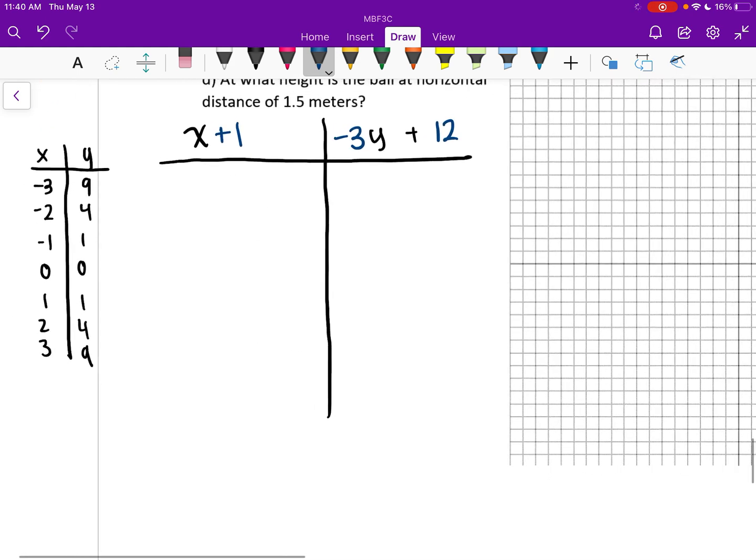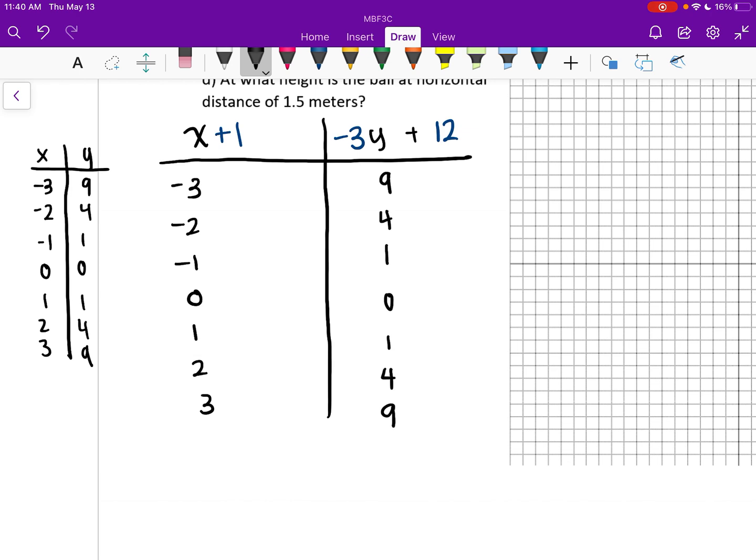So let's go in and put in our original x's, which are -3, -2, -1, 0, 1, 2, 3. Our original y values, which are 9, 4, 1, 0, 1, 4, 9. And let's go plug in what we need to do. So for x, we need to add 1 to everything. So -3 plus 1 is -2. -2 plus 1 is -1. -1 plus 1 is 0. 0 plus 1 is 1. 1 plus 1 is 2.